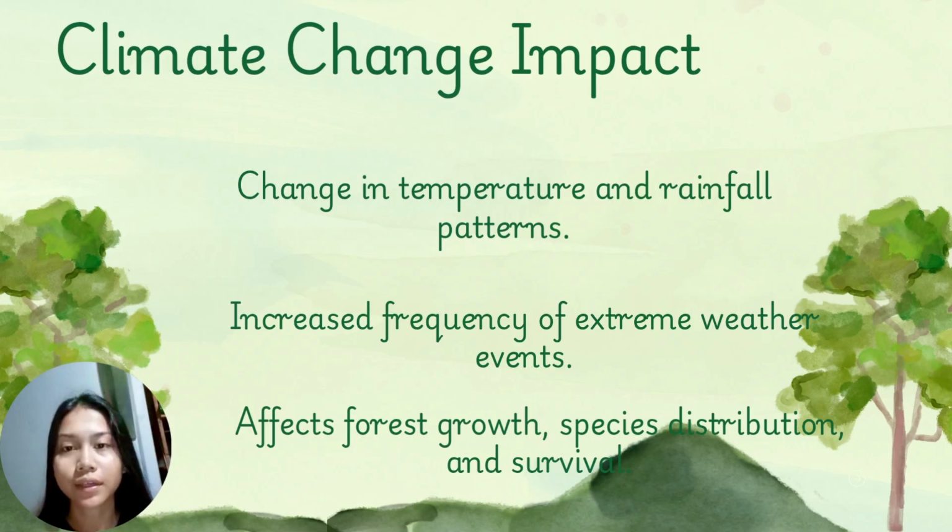So the next one is the climate change impact. First, changes in temperature and rainfall patterns. Increased frequency of extreme weather events affects forest growth, species distribution, and survival. So climate change alters rainfall patterns and increases temperatures, affecting forest growth and survival. Extreme weather events such as typhoons, droughts, and heat waves become more frequent. Many plant and animal species may struggle to adapt to this environmental change.